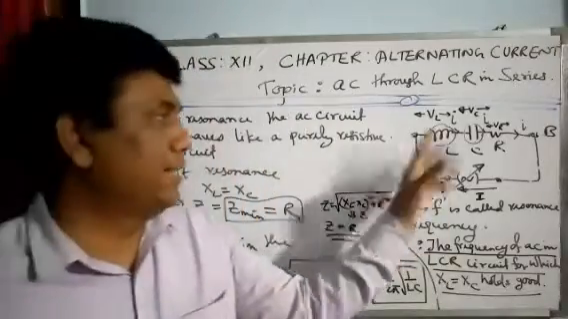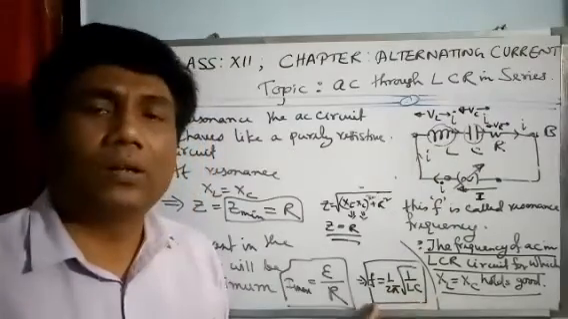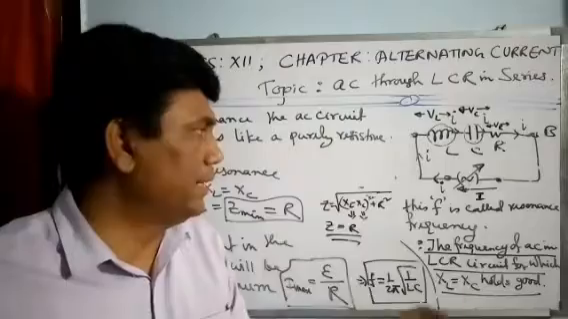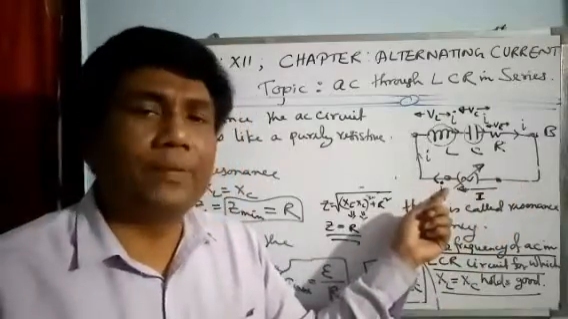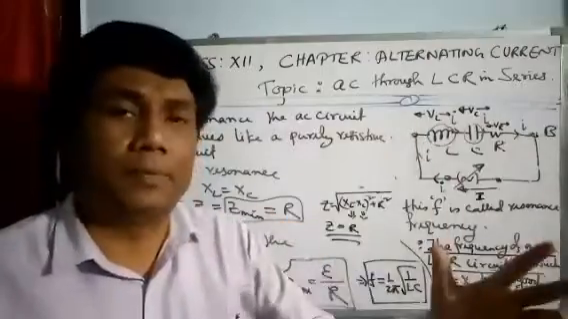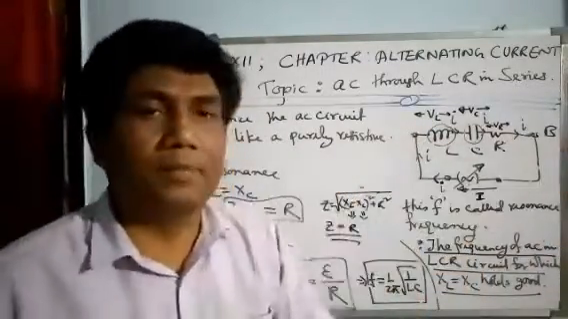Say the value of L is something, C is something, and after putting all this in, I got the value of frequency as, say, 300 megahertz. What does it mean? It means if current is flowing with a frequency other than 300 megahertz, then the current flow is not maximum. If the AC frequency is 300 megahertz, it means current is maximum.